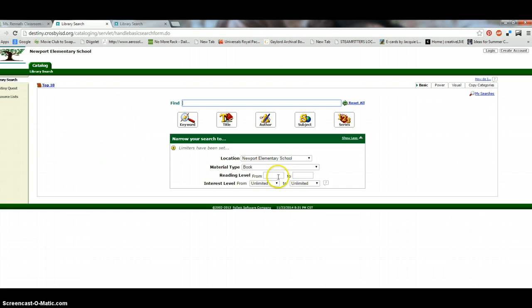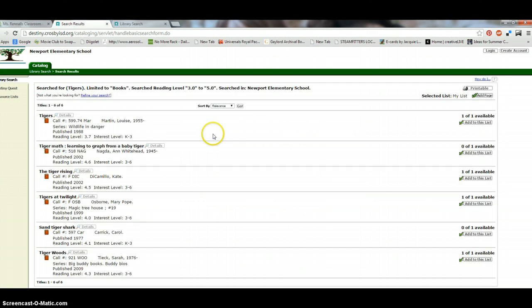Now, suppose you're saying, I'm looking for a book, but I need it to be from 3.0 to 5.0. That's possible also. Suppose I'm looking for a book on tigers, but I need it to be on my level for my teacher to be okay with it and so that I can work with it. So I'm going to click on subject. And these are all the books that are on my level. You see 3.7, 4.6. Now there are a lot more books, but these are the ones on my level that I've asked the computer for.